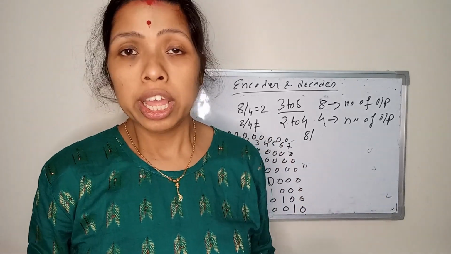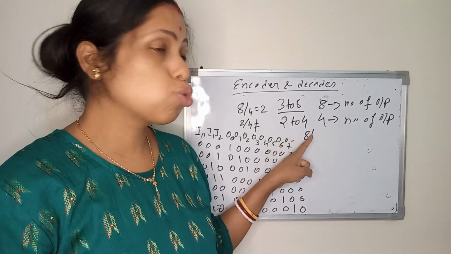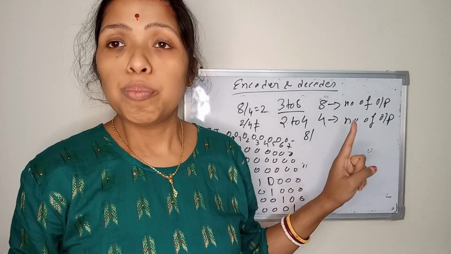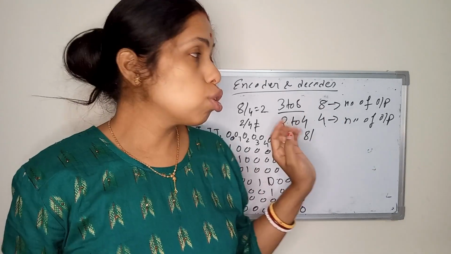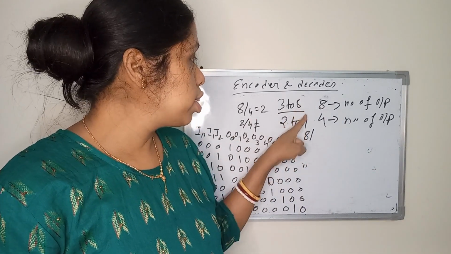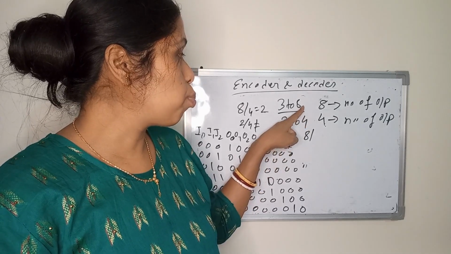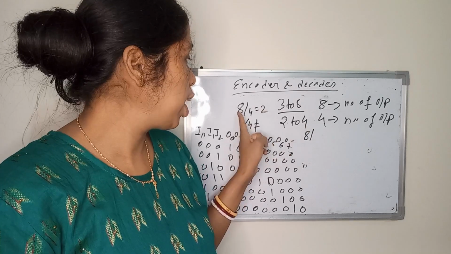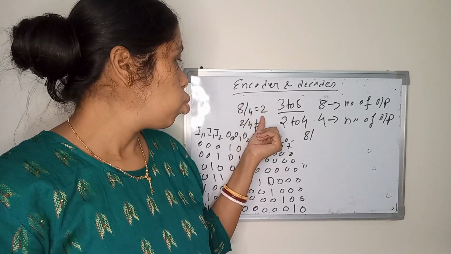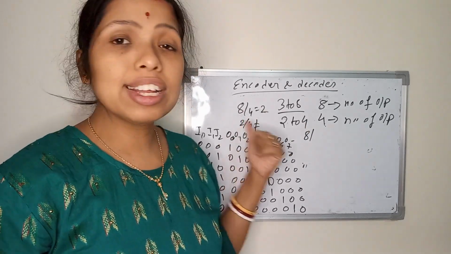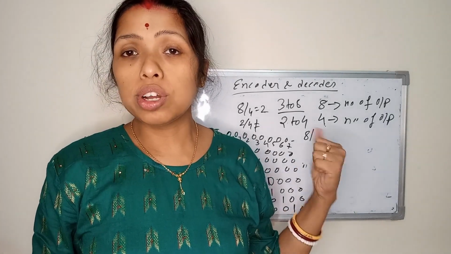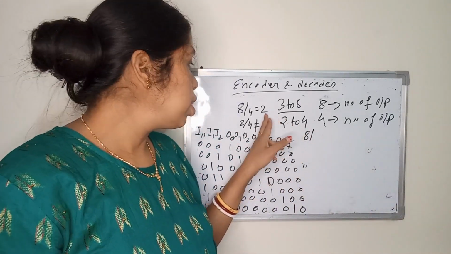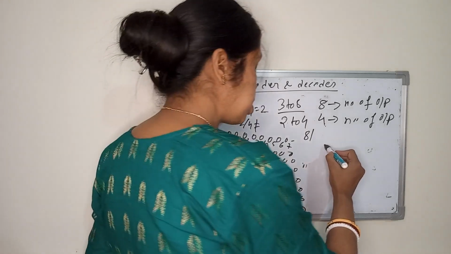So your basic gate is 2 to 4. This is the child gate. The parent gate is 3 to 8. So you divide 8 by 4: the destination number of outputs should be divided by the source number of outputs. So 8 by 4 is 2. So only two 2 to 4 decoders are required.